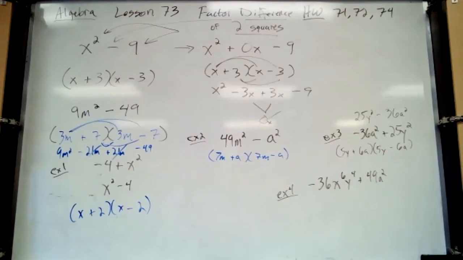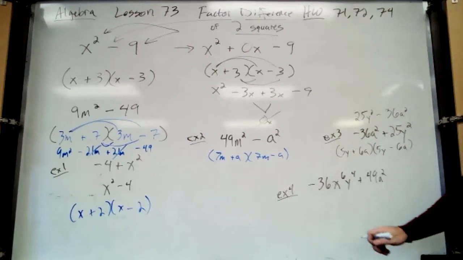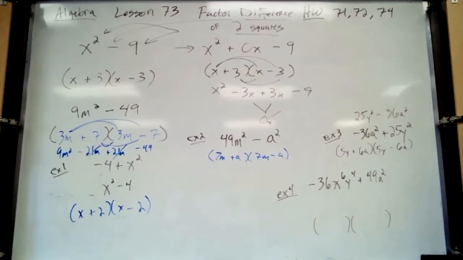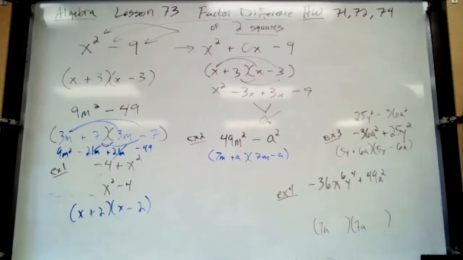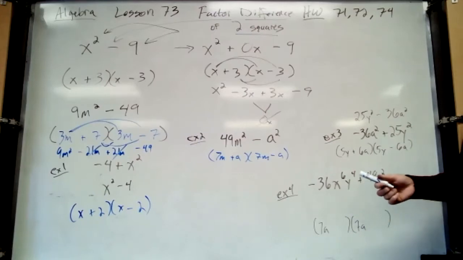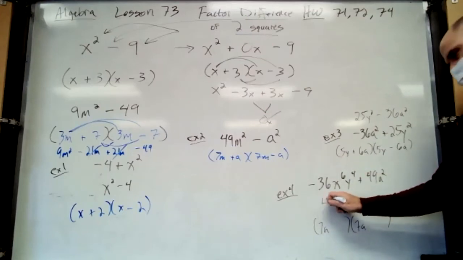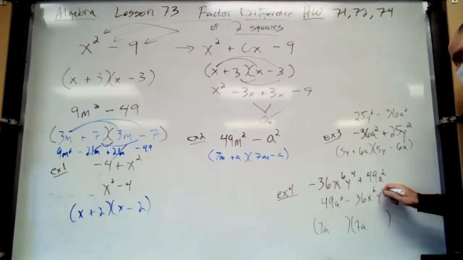All right, who's got the last one, example 4? What do you got, Audrey? 7a plus 6x to the third y to the second, 7a minus 6x to the third y to the second. Perfect. So first she wrote it as a difference of 2 squares. Right now it's a negative number plus a positive number, which means I can write it as that positive number minus the negative number, right? So 49a squared minus 36 x to the 6 y to the 4.